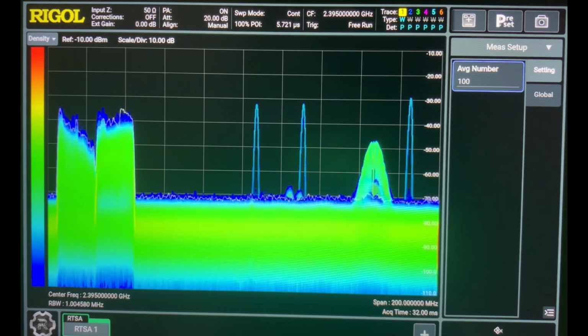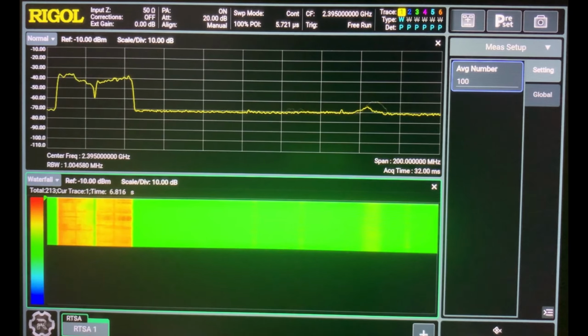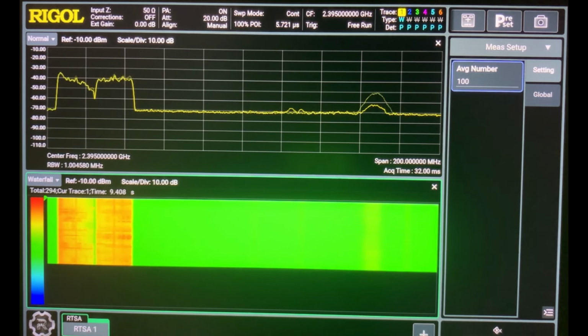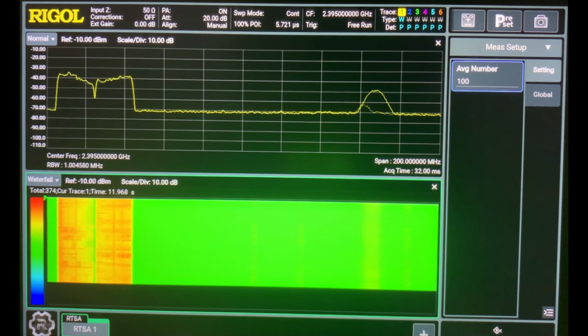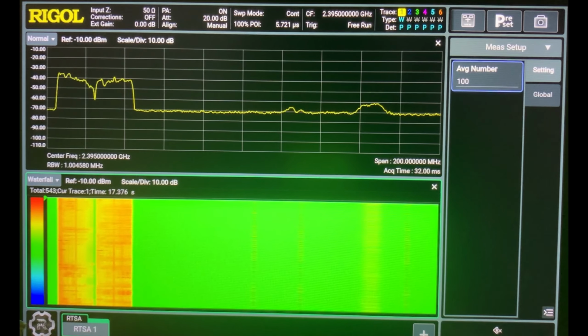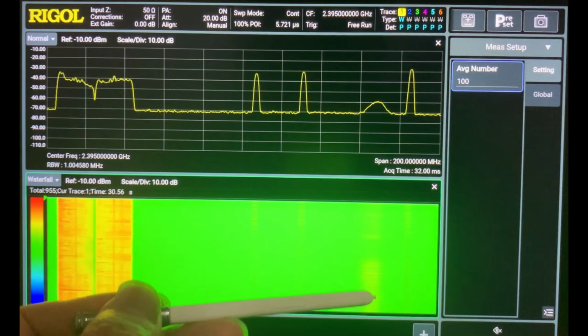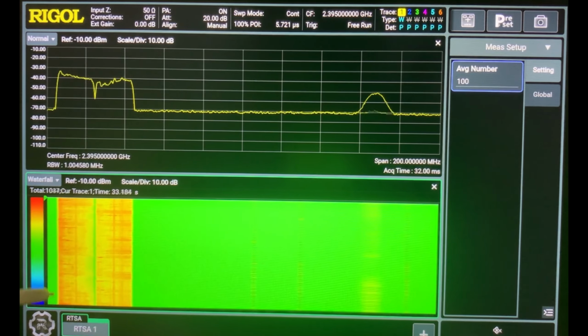RTSA usually adds new display types. The first is the waterfall display. Time flows downward. Frequency is horizontal. Short signals appear as bright lines. The higher the power, the warmer the color.